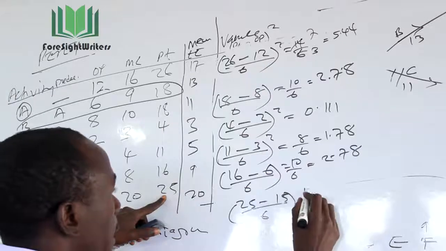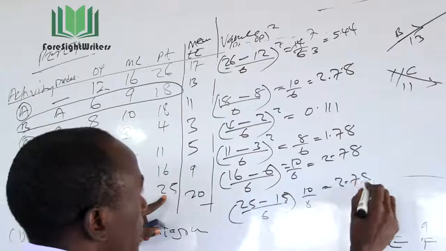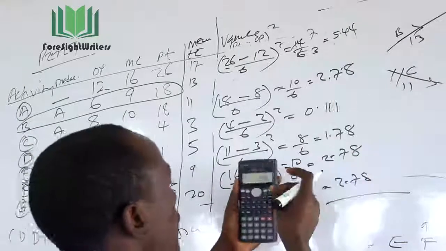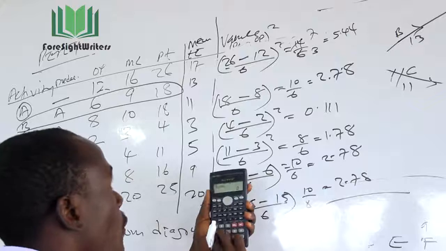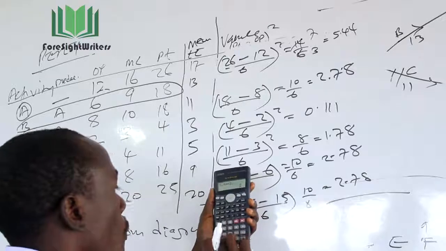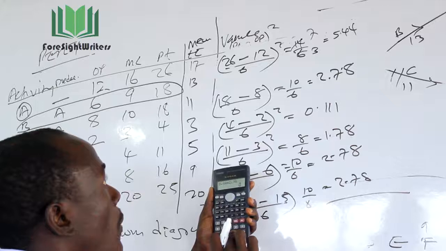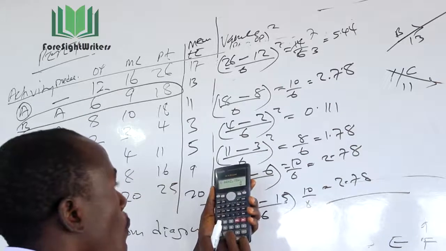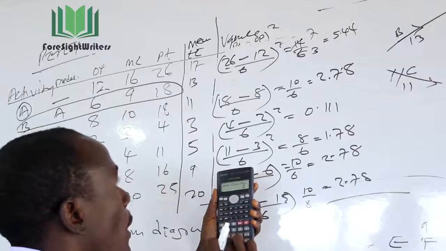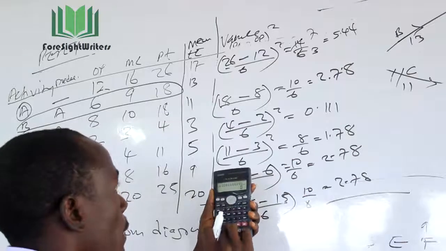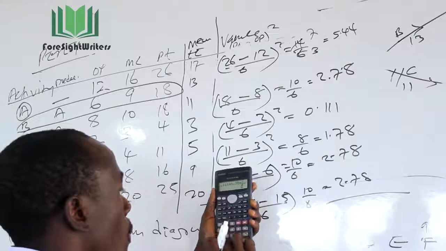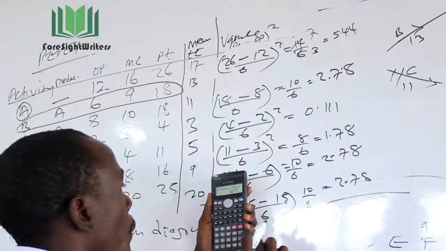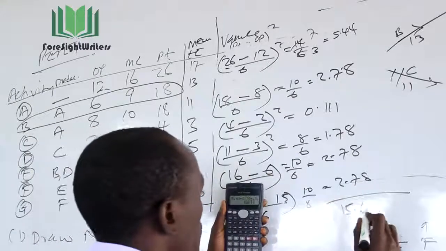So this is what we need to get the sum of all elements. They are 1, 2, 3, 4, 5, 6. Yes, they are supposed to be 6. So we get now 5.44 plus 2.78 plus 0.111 plus 1.78 plus 2.78 plus 2.78, we get 15.67.